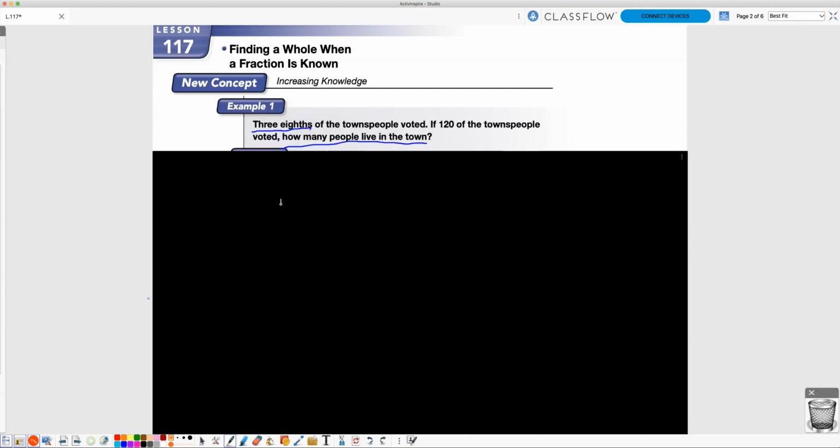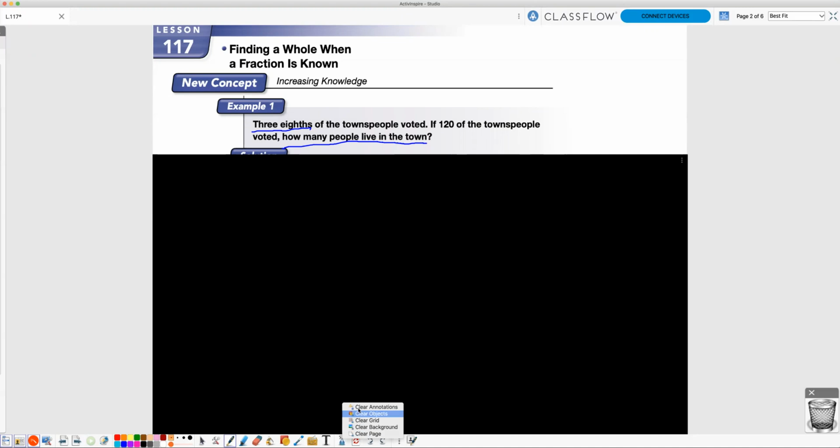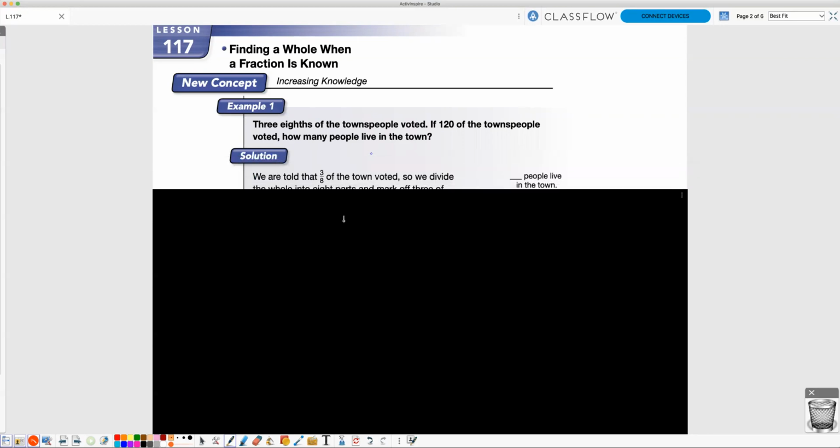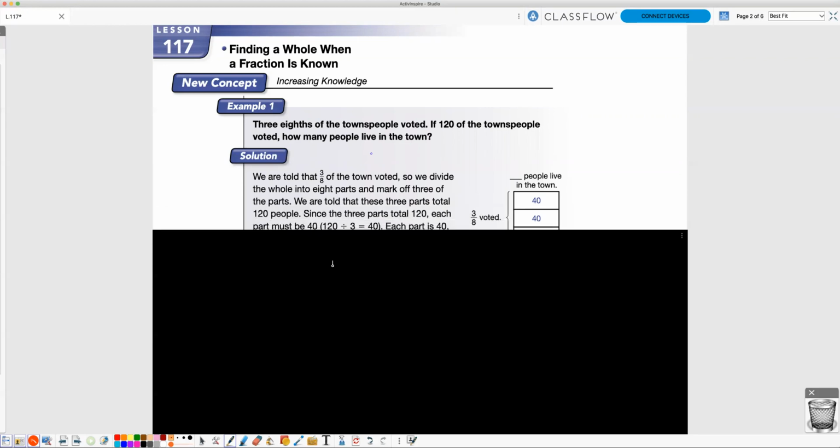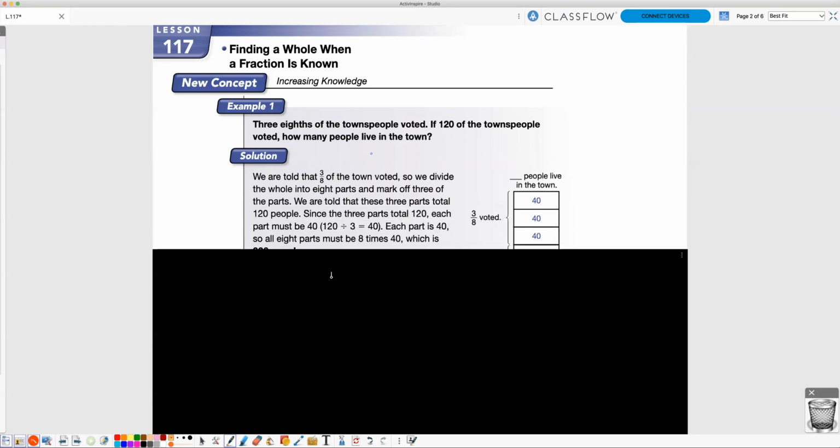Okay, let's look at an example. 3/8 of the townspeople voted. If 120 of the townspeople voted, how many people lived in the town? So we're told that 3/8 of the town voted. So we divide the whole into 8 equal parts and mark off 3 of those parts. So this would be 120 total people who voted.